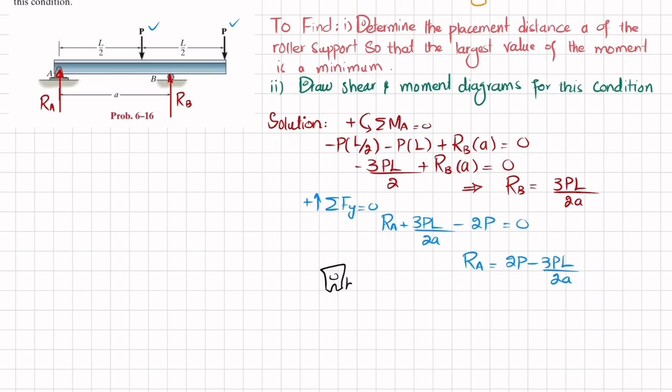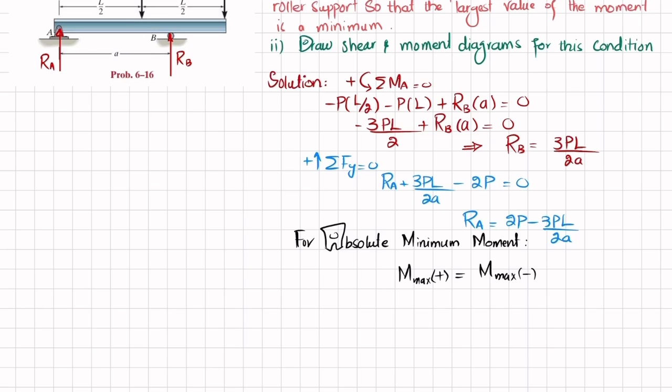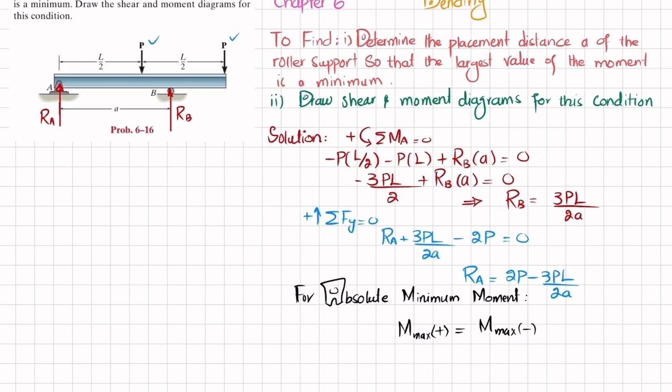I will write it: absolute minimum moment. So for that I will have a criterion which we will write: maximum positive moment is equal to maximum negative moment. This is the condition for absolute minimum moment. Maximum positive moment will be equal to maximum negative moment. So you can see here at this point we will have a maximum positive moment. We will calculate it, and at this point we will have the maximum moment that will be negative, and we will then equate them.